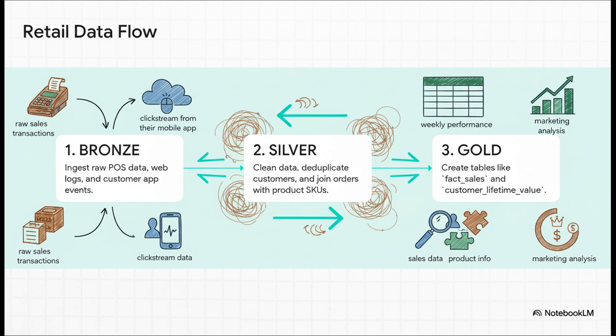Then, in silver, the data engineers get to work. They clean it all up, they merge all those duplicate customer accounts, when you sign up with 3 different emails, and they join the sales data with the product info. And finally, in the gold layer, they build these super valuable, ready-to-go tables, like a fact sales table to track weekly performance, or maybe a customer lifetime value table for the marketing team. Simple, logical, and just incredibly powerful.